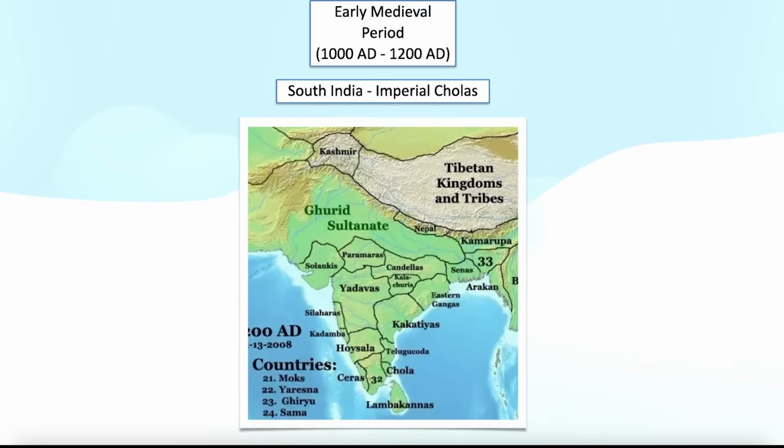In this map, you can see the extent of the Yadavas, Hoysalas and Kakatiyas, but also remember that towards the north, the Ghurid Sultanate has been established. When the Ghurid Sultanate is there, Muhammad Ghori is ruling in northern India. At the same time, Yadavas, Kakatiyas and Hoysalas are there in the Deccan region. You should remember this. Simultaneously, Solankis, Parmars and Chandelas are also ruling.